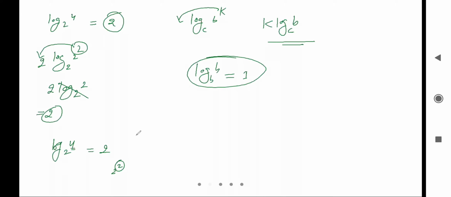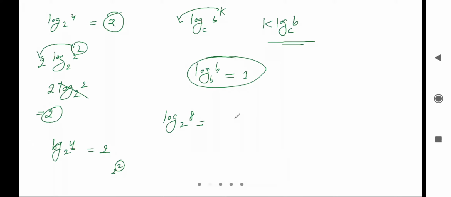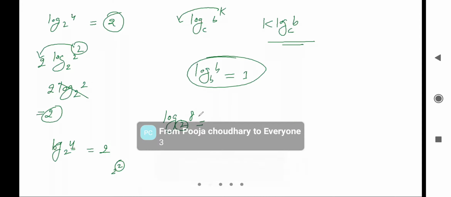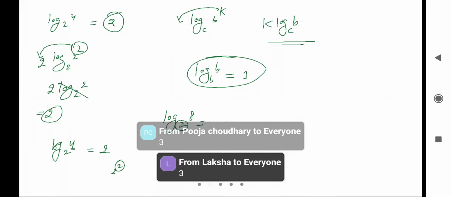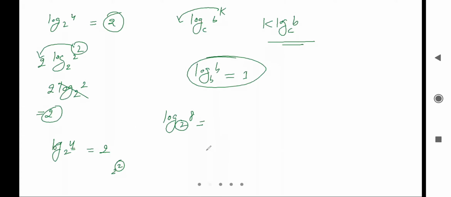Next, if it is log of 8 base 2, then what should be the result? 3. It means what should be the power of the base so that it becomes 8? Means what should be the power of 2 so that it becomes 8? It means 2 power 3. So 3 is the result.